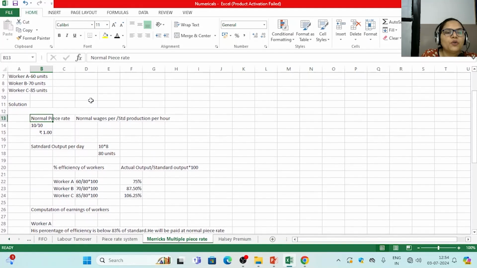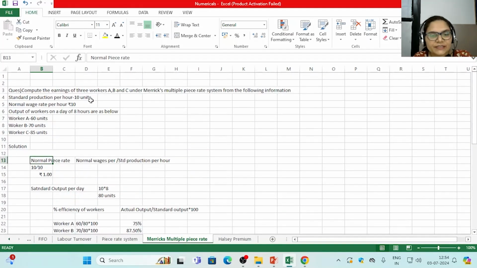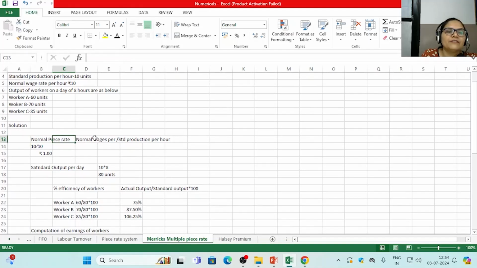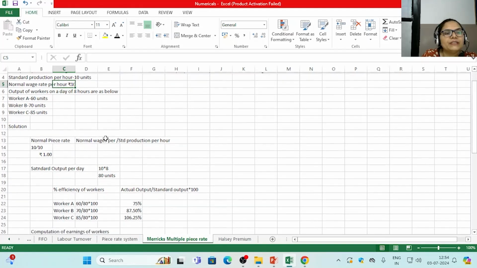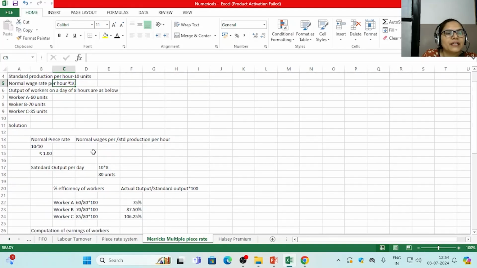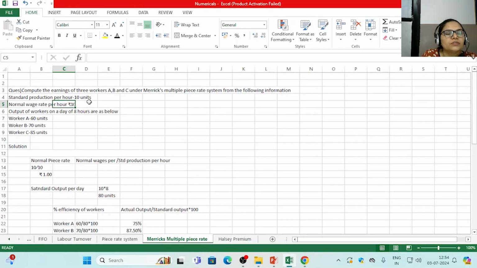Before calculating the earnings of workers under Merrick's multiple piece rate system, we need to do certain basic calculations. Like normal piece rate, which is calculated by dividing normal wages per hour by standard production per hour. So here per hour is missing. You can write yourself normal wages per hour divided by standard production per hour. We have been given in the question normal wages per hour rupees 10 and standard production per hour is again 10 units.